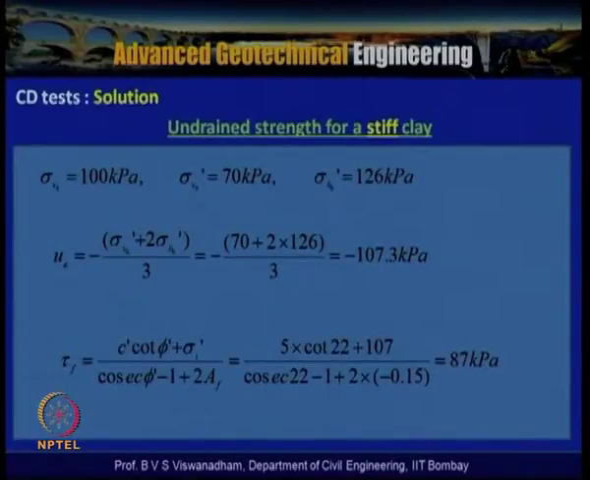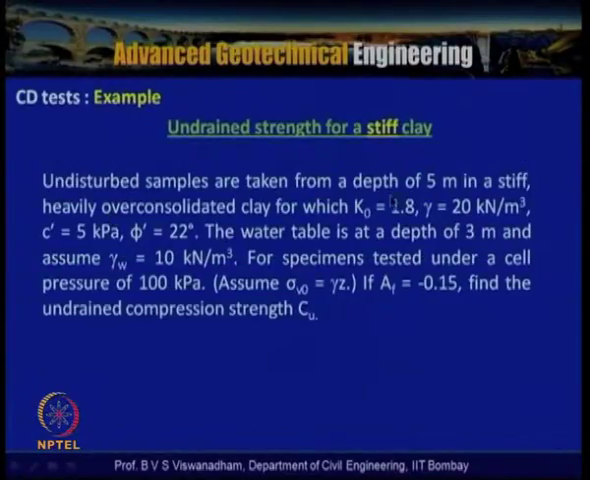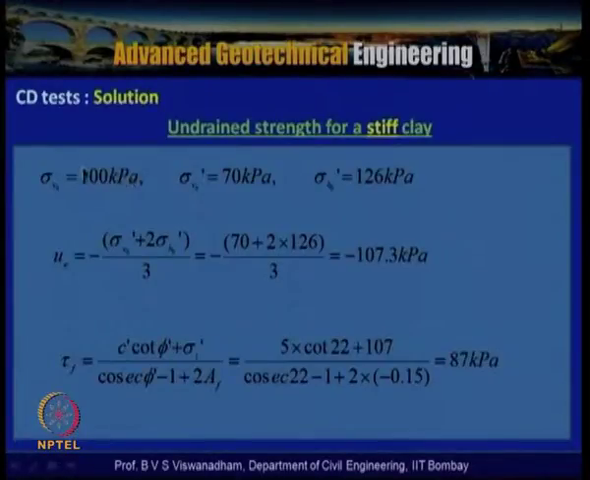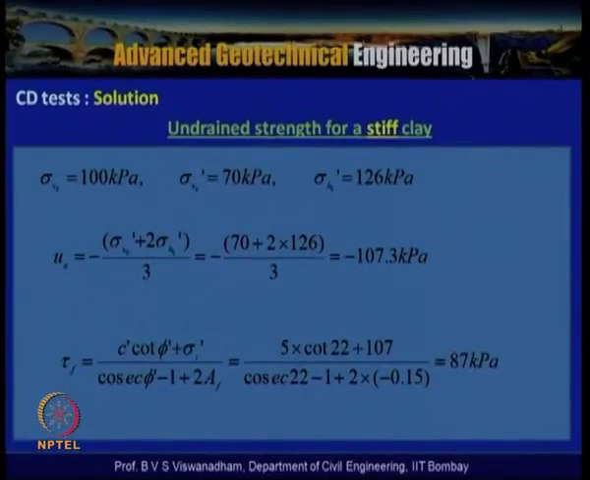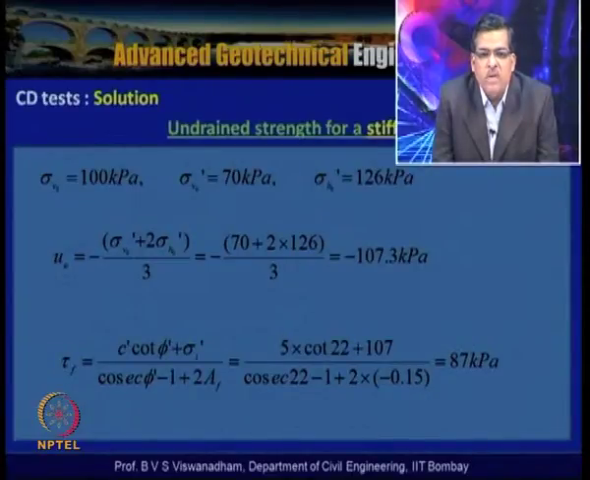So the solution, again: sigma V naught is actually 5 meter, the unit weight is 20, so 100 kilopascals, and the effective stress can be obtained as 70 kilopascals, and with 1.8 we are able to get sigma dash H naught as 126 kilopascals. Similarly here, minus of UE is calculated, where the clay is over-consolidated. So sigma dash V plus 2 sigma dash H naught, divided by 3. So with that, what we get is minus 107.3 kilopascals.